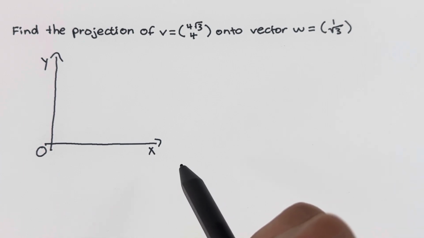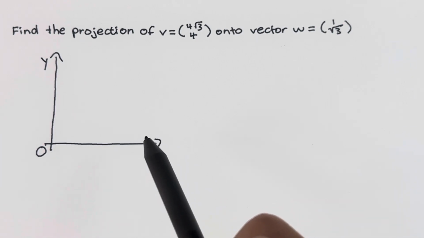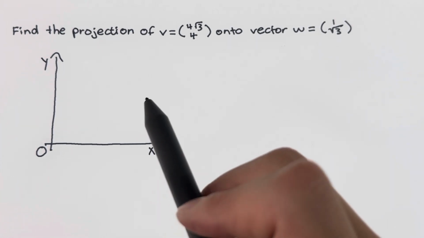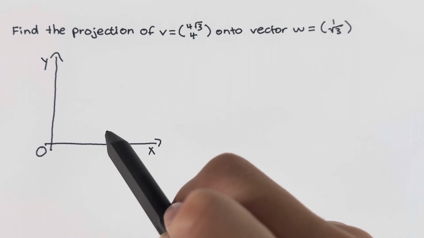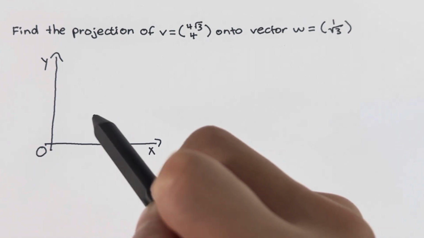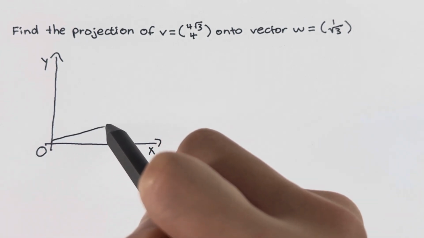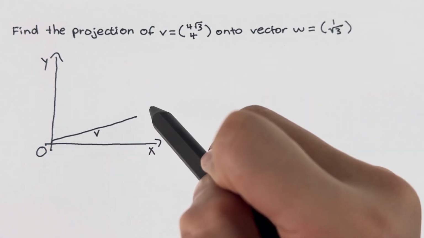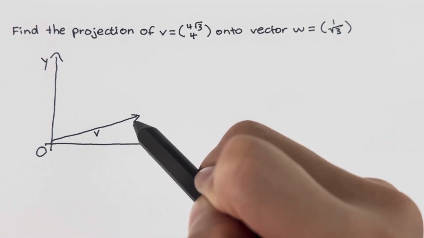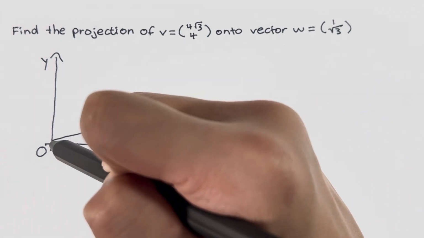So then we have the vectors v and w. We can draw these from the origin. And the vector v will look like this. And then the vector w will look like this.